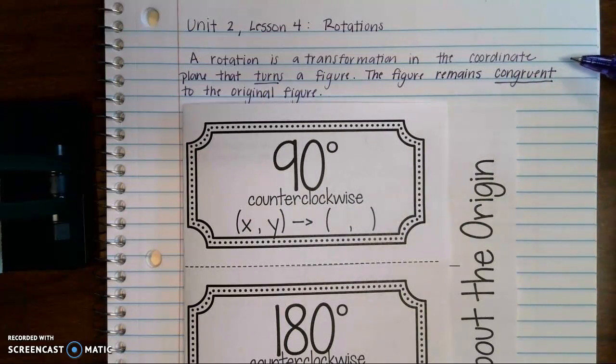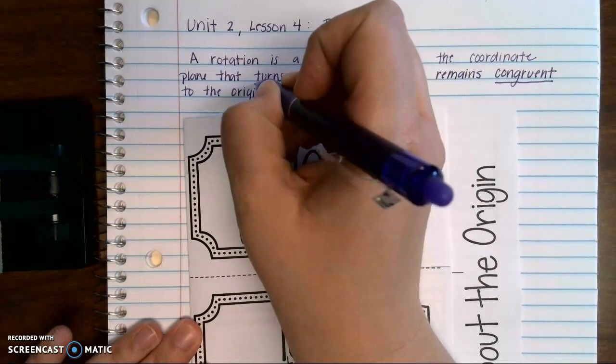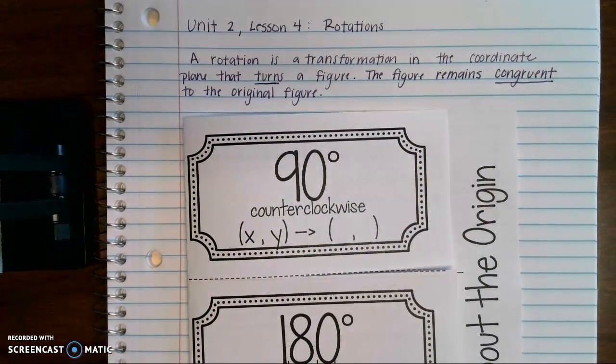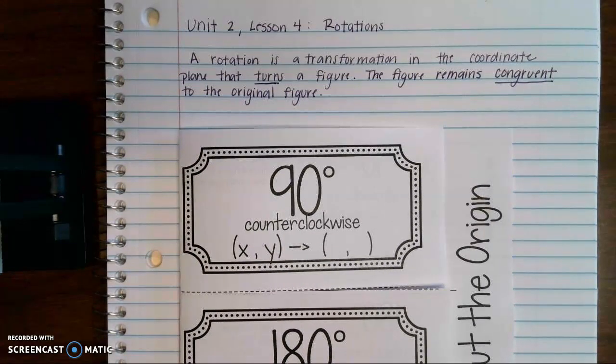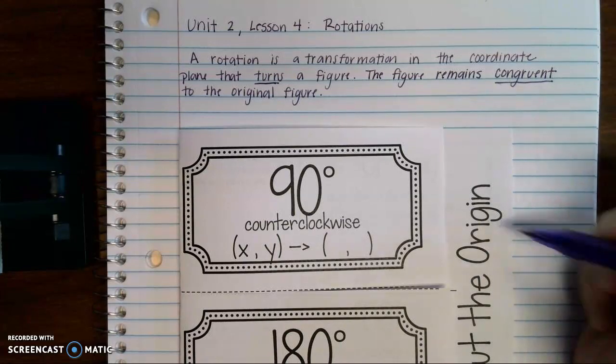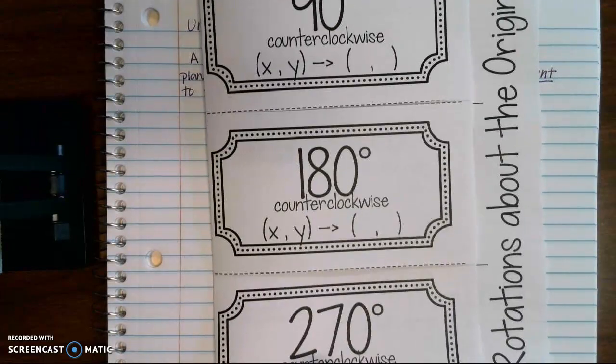So a rotation. A rotation is a transformation in the coordinate plane that turns a figure. And I went ahead and underlined that. It's really important. That turns a figure. This figure remains congruent to the original figure. And today we're going to be focusing in on rotating about the origin. So rotating around that center point.